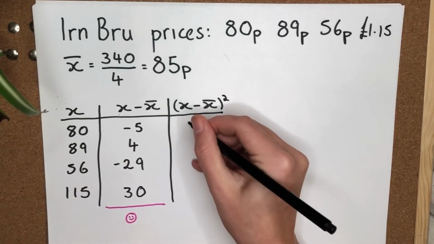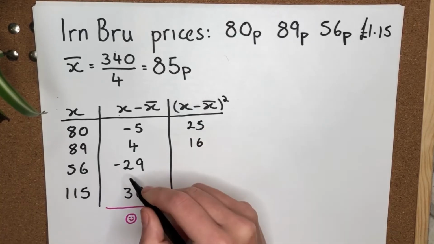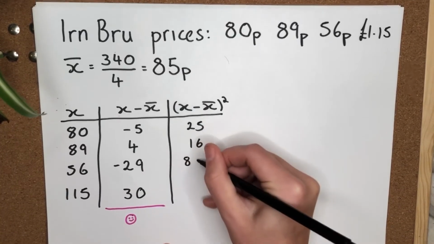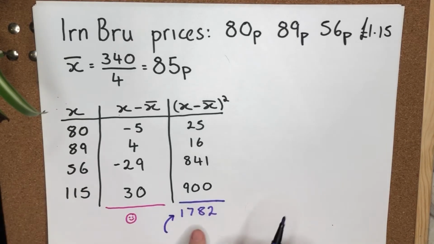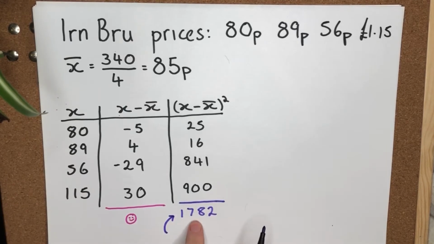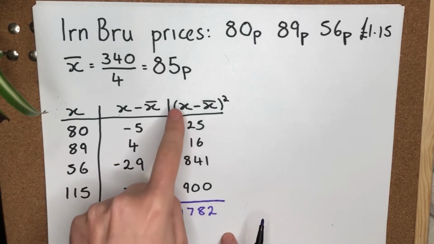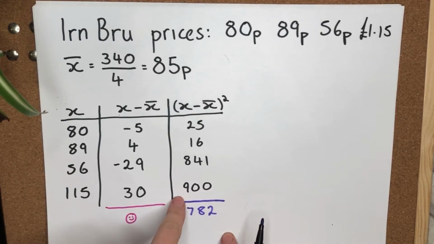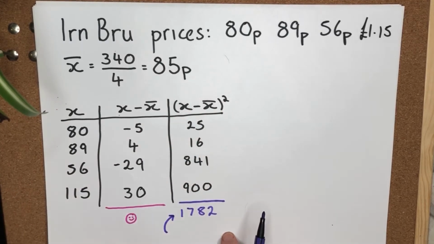5 squared, 25. 4 squared, 16. 29 squared, 841, and 30 squared is 900. Okay, now we're going to total these, and we get 1,782. The point of this table is to get that number, so it's worth thinking about what that number is. What did we do to get it? We added up, so we did the sum of the x minus x bars squared. Let's remember that, it will be useful in a second.